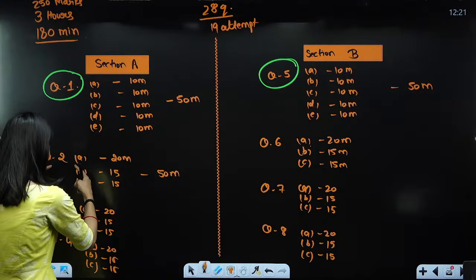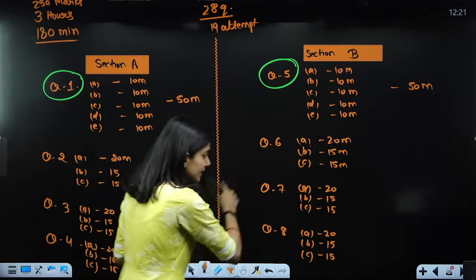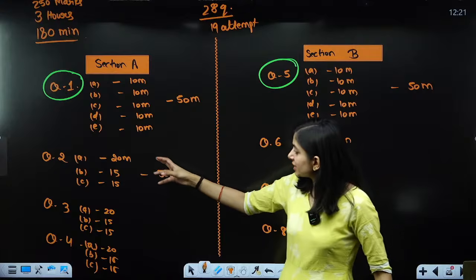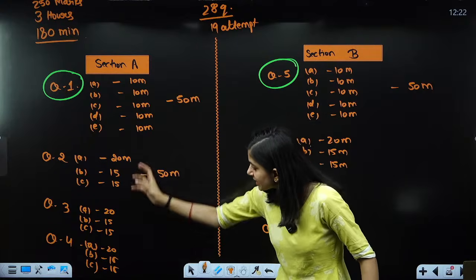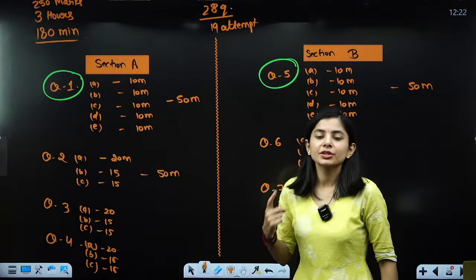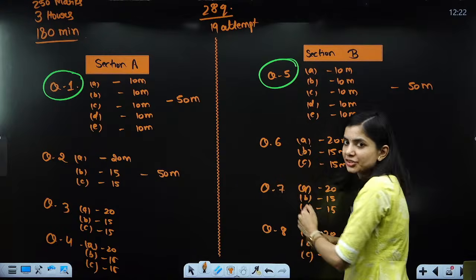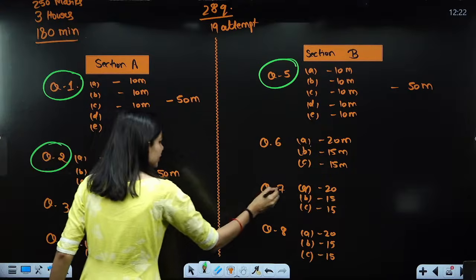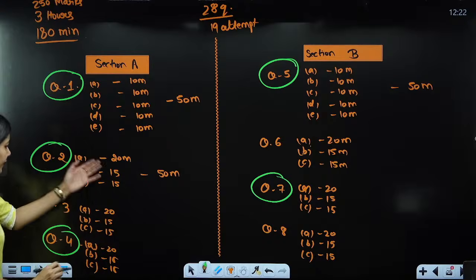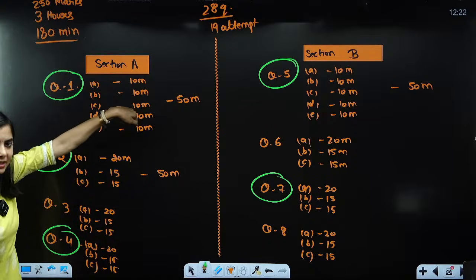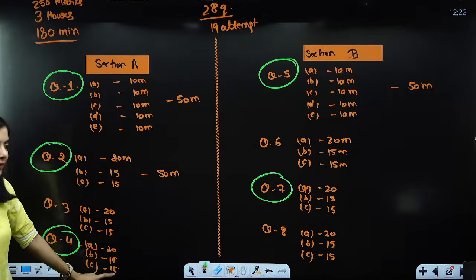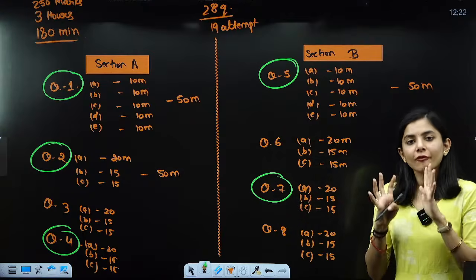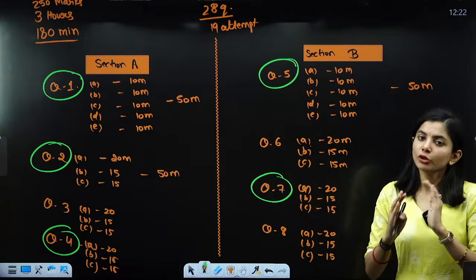Now you are left with 6 sets. Out of these 6 sets, you have to choose 3 sets. But you cannot choose all 3 sets from one section only. At least one set must be chosen from each section. For example, question number 2 or question number 7 or question number 4. Suppose you choose these. Then 50 plus 50 is 100, plus 50, 150. So in total you have to choose 5 sets, each set consisting of 50 marks.